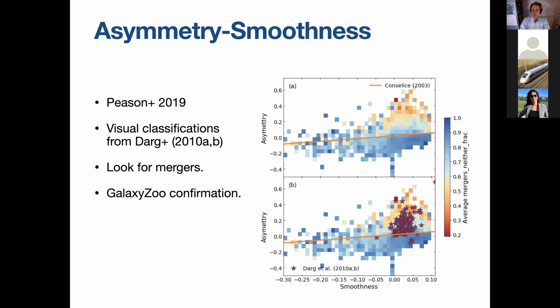You can also do that with asymmetry and smoothness. So again, this is the line, the orange line is the one from Chris Conselice. And this time the Darg very morphologically disturbed galaxies do lie above that line, and the Galaxy Zoo seems to agree with that as well, saying like, yep, those are all merging galaxies. Of course, you still have a lot of contamination, so you can sort of do this as an overall statistics, hoping to calibrate for how much contamination you have, how much cross classification.